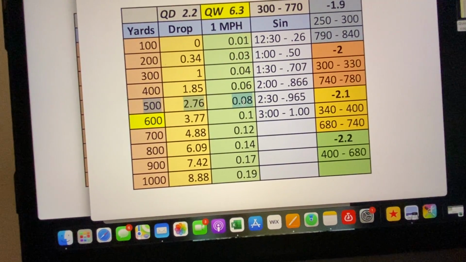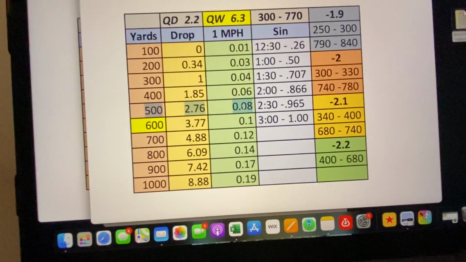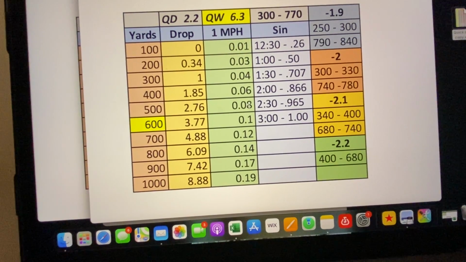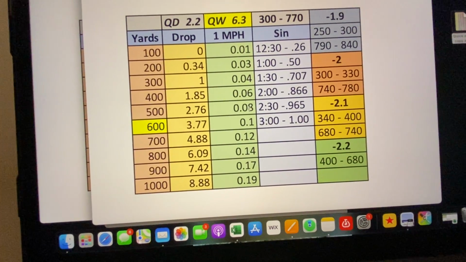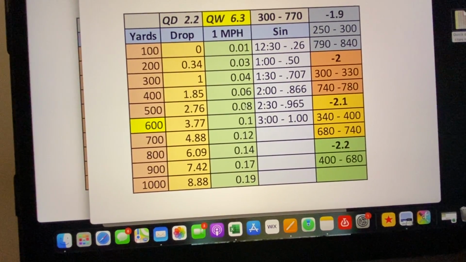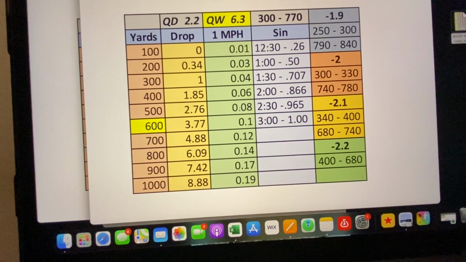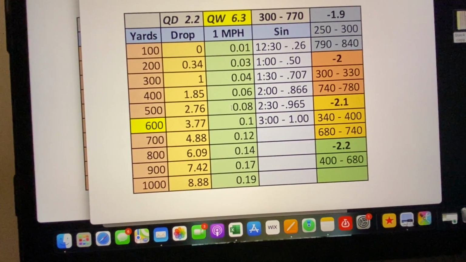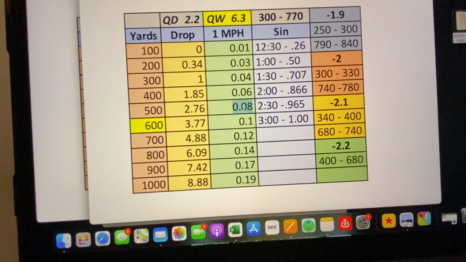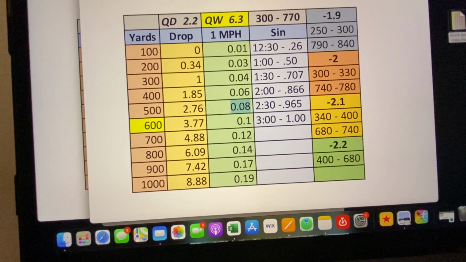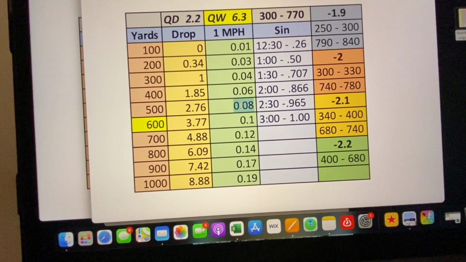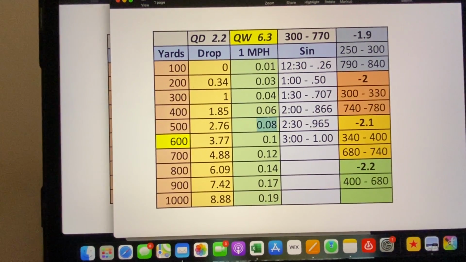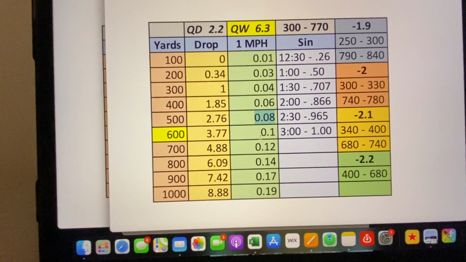If it's a 6 mile an hour wind, the way I do this in my head is I multiply up halfway and then times it by 2. So 8, 16, 24, 24 plus 24 is 48. I do that very quickly in my head. So I know I have 0.48 mil hold for 500 yards with a 6 mile an hour wind. It's the same way all the way across. So very quick, very easy.